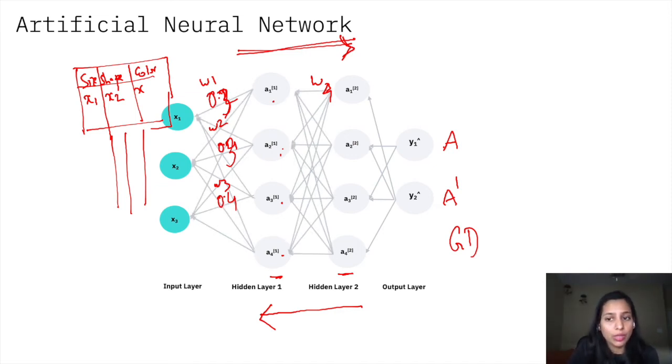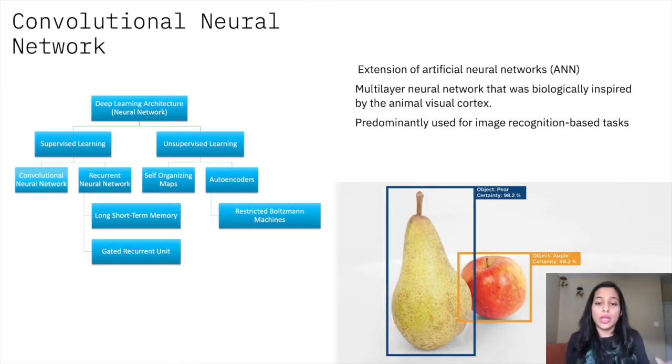So let me finish the backward pass. That was how an artificial neural network works. So that was an introduction to artificial neural network.